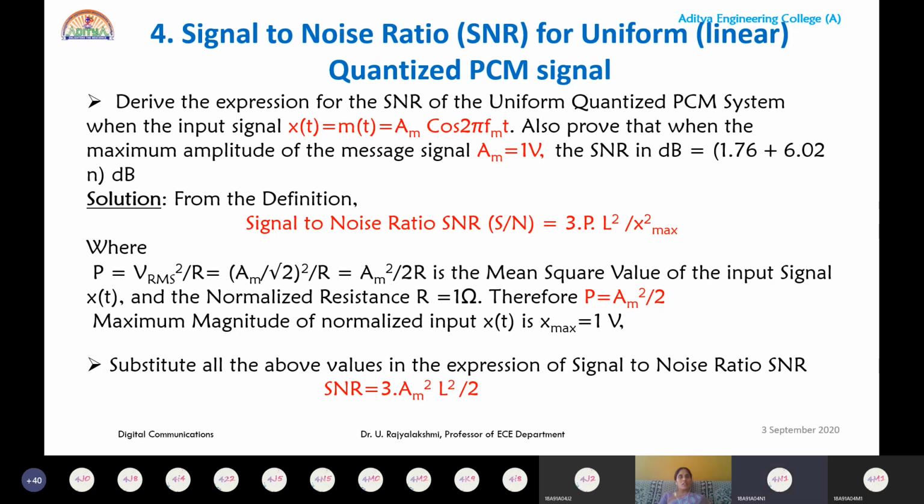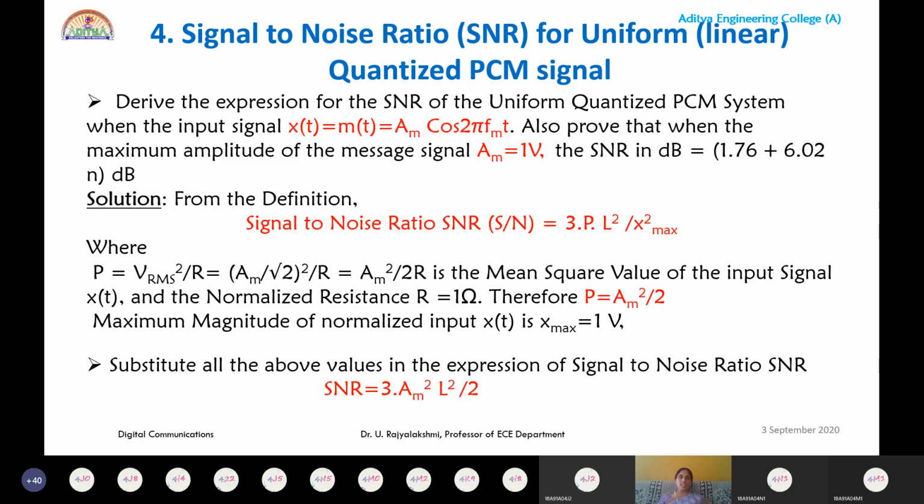Delta square by 12. What is delta? 2x max by 2 power n. Yes, very good. Delta is 2x max by 2 power n, so that is normalized. Based on that, you can get the quantization noise power capital N as delta square by 12. Very good.